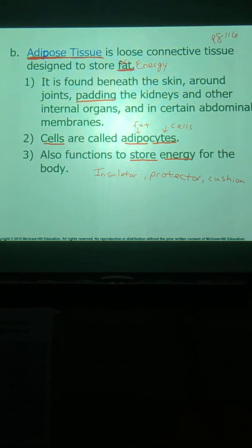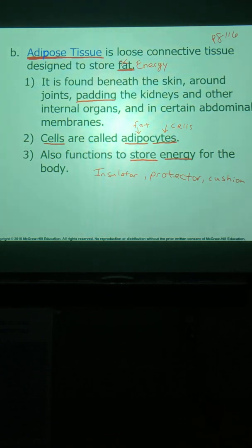Adipose tissue is loose connective tissue designed to store fat. Remember, that sounds bad sometimes, storing fat, so let's change it to store energy. That makes me feel a lot better when I step on the scale to see how much stored energy I have, instead of calling it storing fat. It's found beneath the skin, around the joints, padding the kidneys and other internal organs, and in certain abdominal membranes.